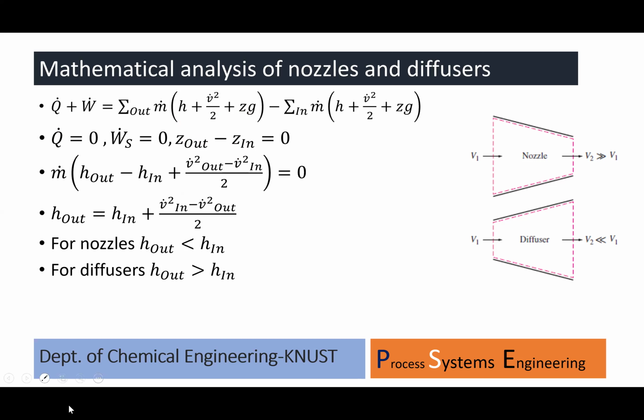So when we have that, it means Q is zero, W is zero. The Z here and then the Z here are going to cancel out to give zero. So this and this go away. So what we are left with now is just going to be the change in the enthalpy and then the change in the kinetic energy. So for nozzles and diffusers, when we simplify, we are going to end up with this expression.